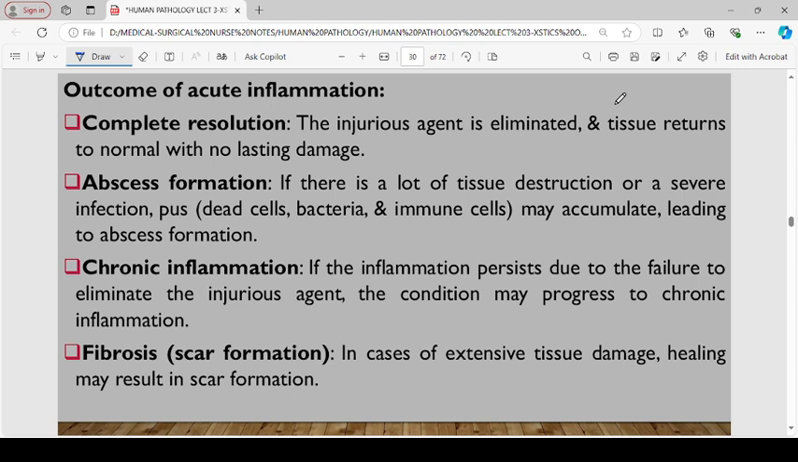This process can also result in chronic inflammation. So, if the inflammation persists due to failure to eliminate the injurious agent, the condition may progress to chronic inflammation. Fibrosis is the last outcome, where we have scar formation, and this normally happens in cases where we have extensive tissue damage. Healing may result in scar formation, like the keloid.